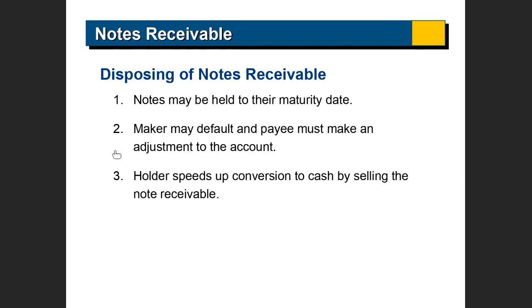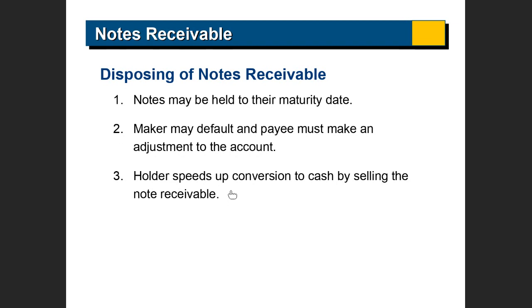So the second option is the person does not pay, right? Defaulting means that the person who borrowed the money, or the company who borrowed the money, is unable to pay. So you can renegotiate with the person, extend them more time, or maybe make other arrangements.